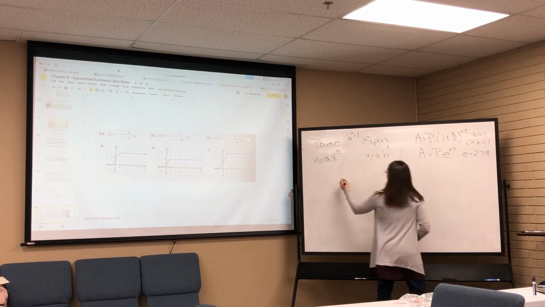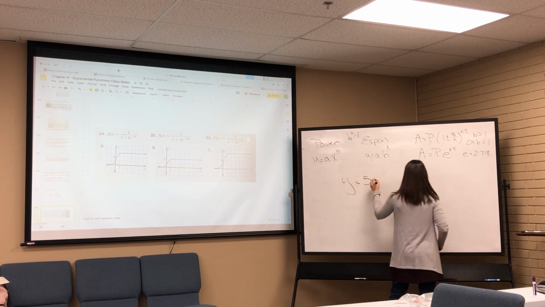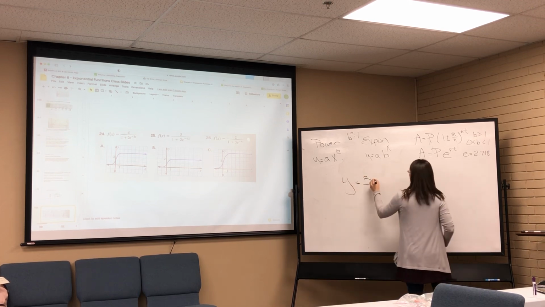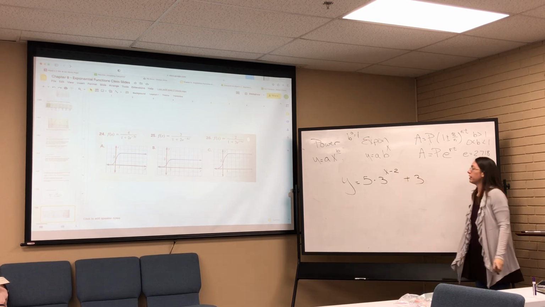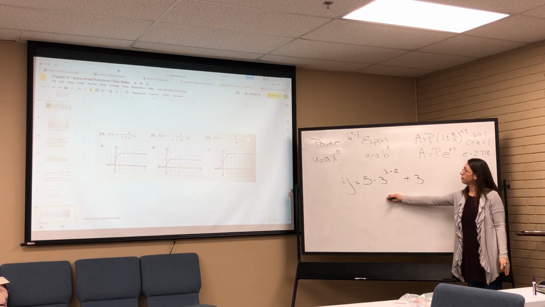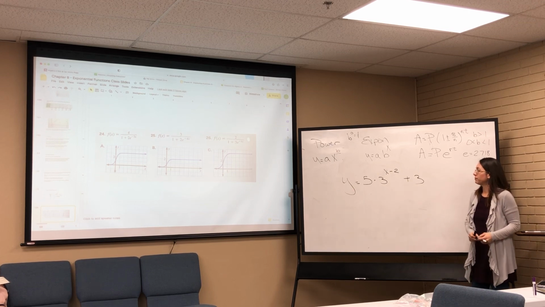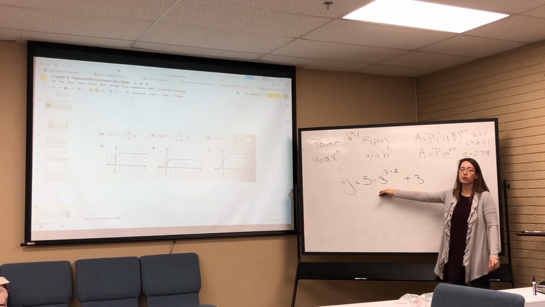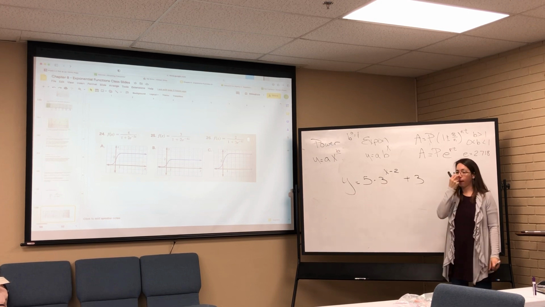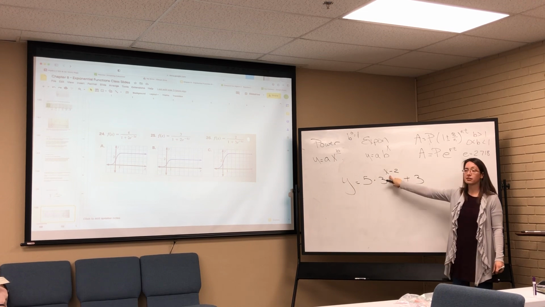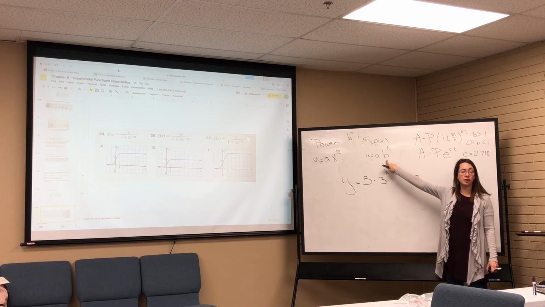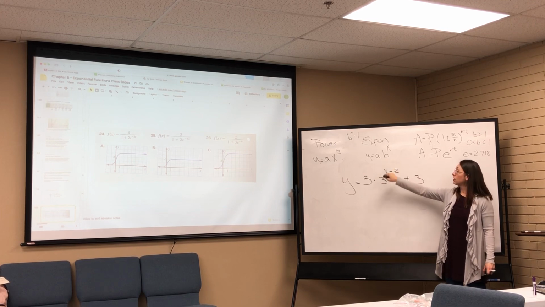Okay. If we are given this equation, what is its parent function? Is this a power function or an exponential function? That's power. No, it's exponential. My bad. It's an exponential function because our x is in the exponent. So it goes off of our base. Here's our parent function. Okay.